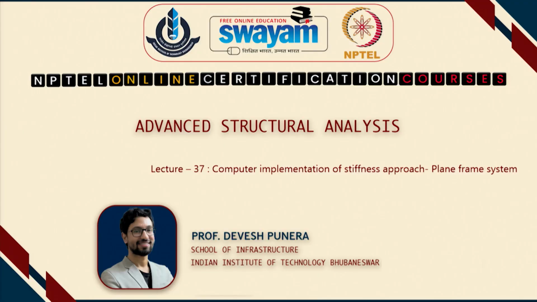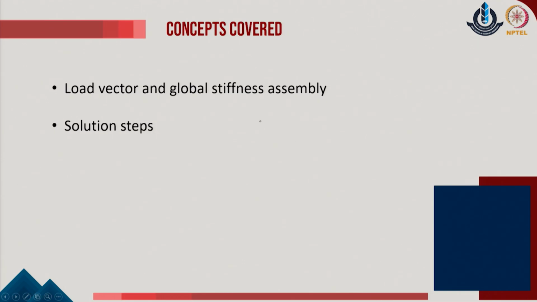We have briefly seen the method of matrix analysis using computing programs in the last lecture for the plane frame system. We will continue with the similar discussion and try to see how the assembly of the load vector as well as the global stiffness can be arranged, and then we will briefly look at the solution steps of the given system.